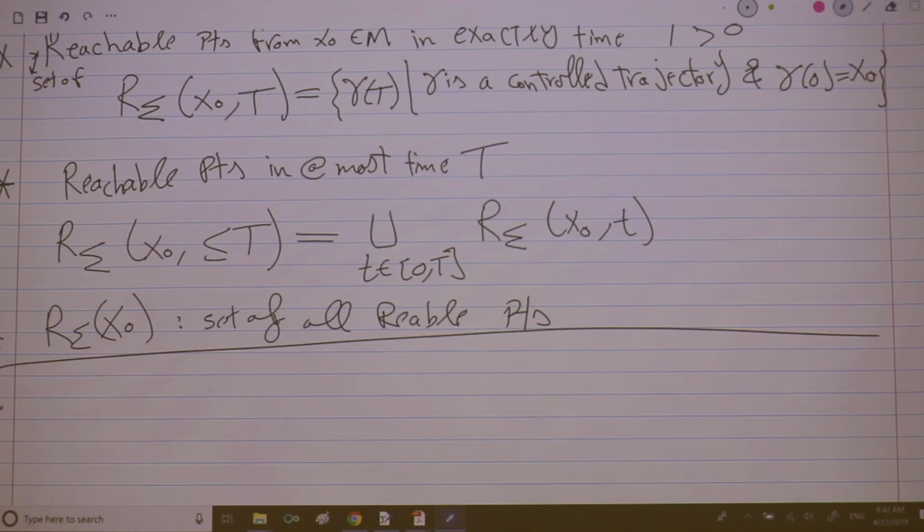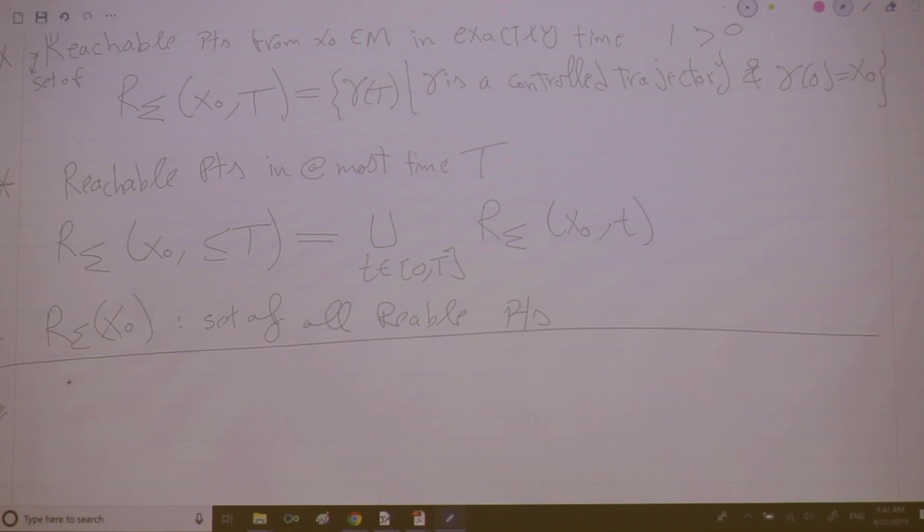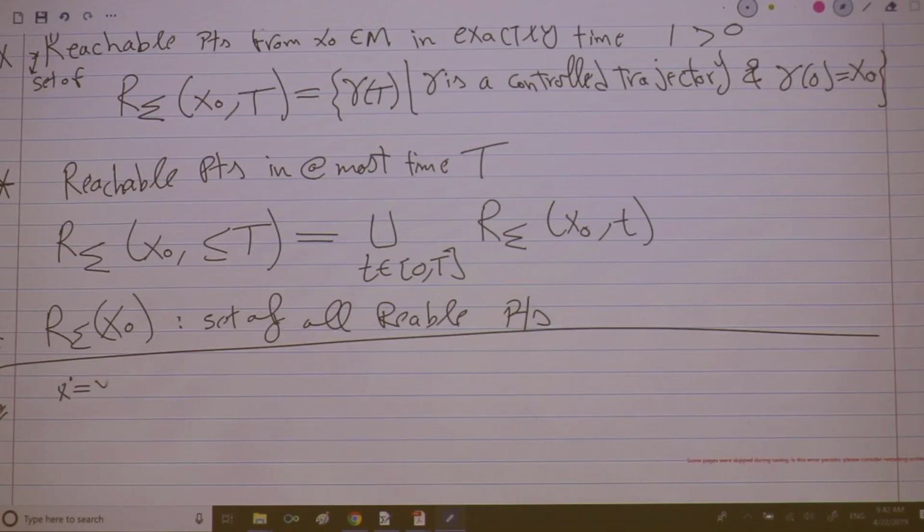So this is example one. You have seen these examples before. So we have x dot equals u, y dot equals x squared. We said we have to define our system by a triplet. The manifold is just R2. The control set is unbounded, the entire R.